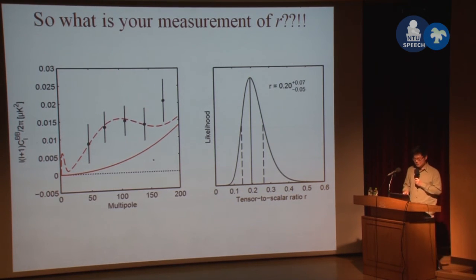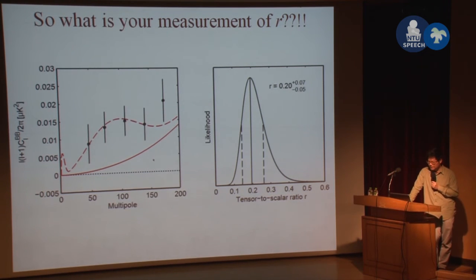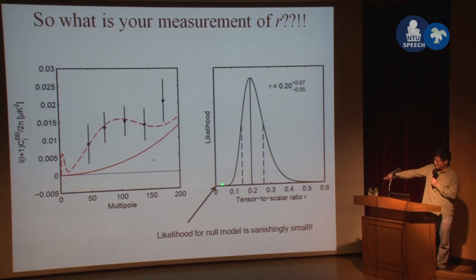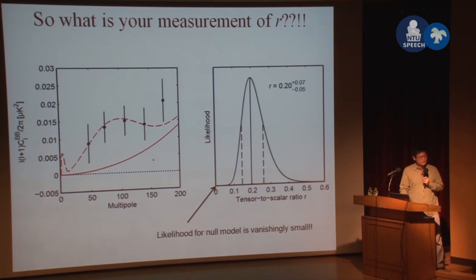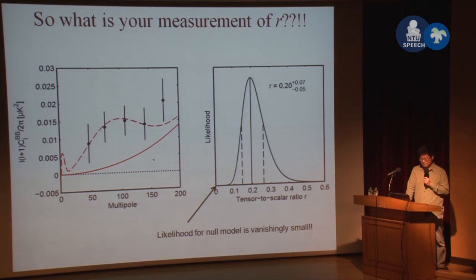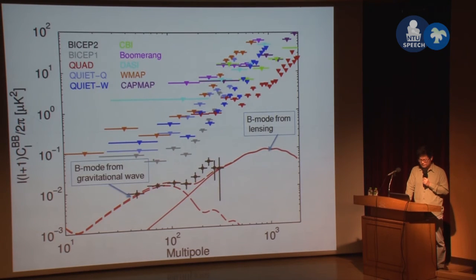So we detected a largish tensor to scalar ratio at 0.2 with some uncertainty dominated by just sample variance. But the main message is the null hypothesis is ruled out at very high significance. So the likelihood is vanishingly small at 0, okay? It's not 100% certain that all of this is tensor. Maybe a small part of it is coming from foreground or whatnot. But we don't think so. We think the dominant signal, the simplistic explanation, is it's coming from primordial B modes, which provides an excellent fit to our data.